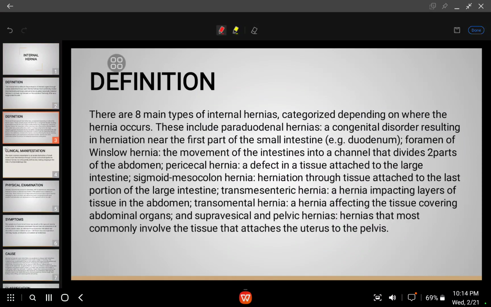So here are the eight main types of internal hernias, which are categorized by where the hernia occurs. These include paraduodenal hernia, which is a congenital disorder resulting in a herniation near the first part of the small intestine, for example the duodenum. Foramen of Winslow hernia, the movement of intestines into a channel that divides two parts of the abdomen. Pericecal hernia, a defect in a tissue attached to the large intestine, and sigmoid mesocolon hernia, which is herniation through tissue attached to the last portion of the large intestine.